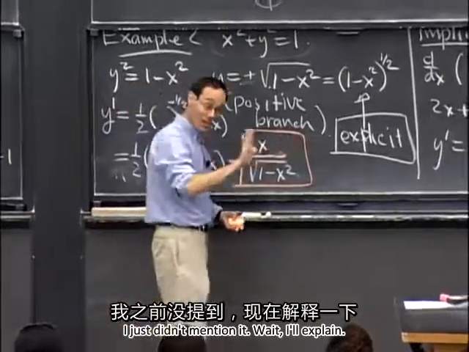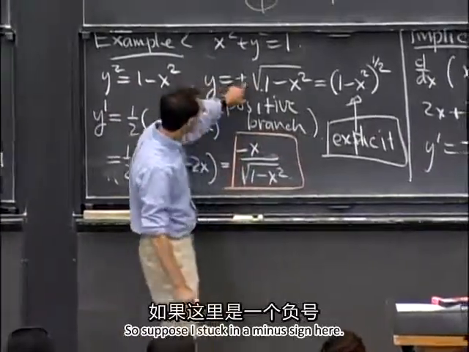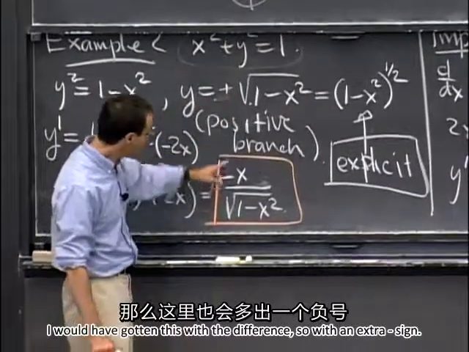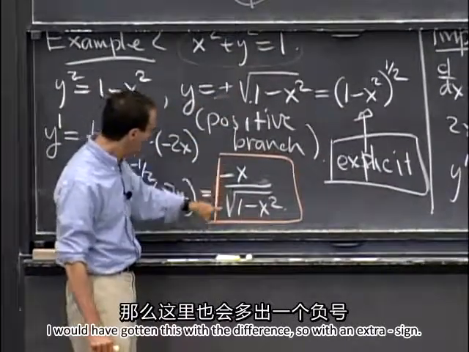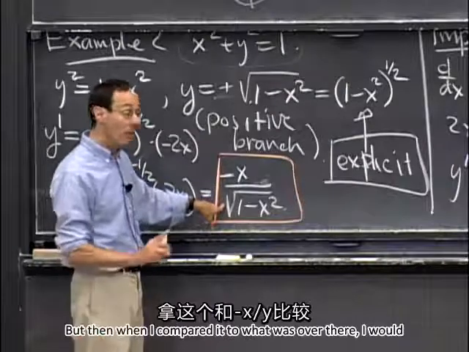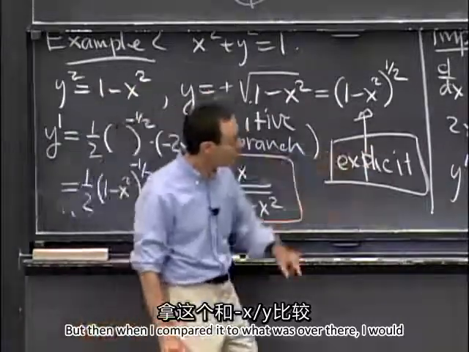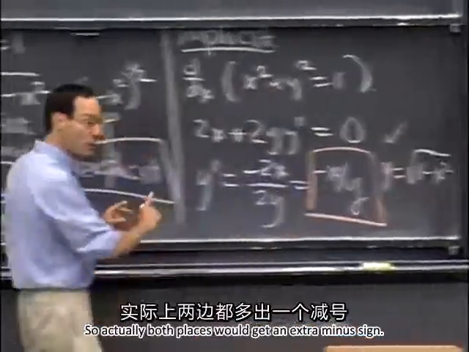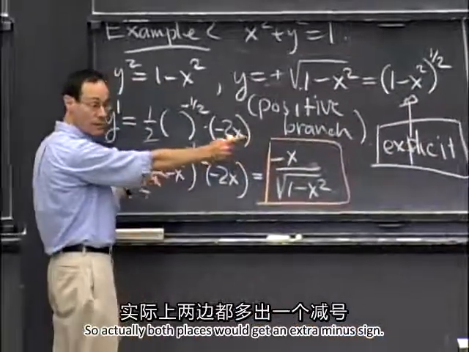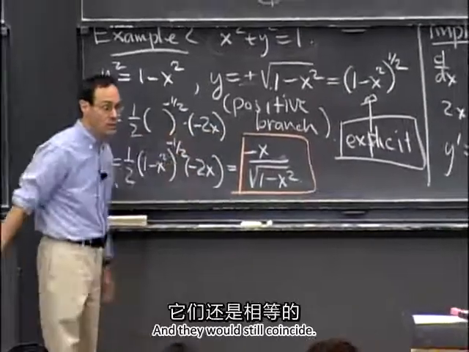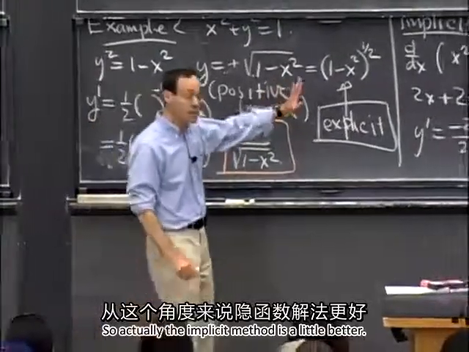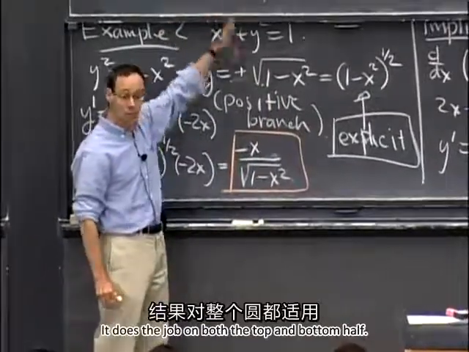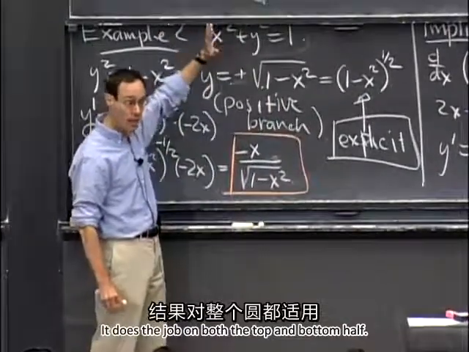Well, wait, I'll explain. So suppose I'd stuck in a minus sign here. Okay? I would have gotten this with an extra minus sign. But then, when I compared it to what was over there, I would have had to have another different minus sign over here. So actually, both places would get an extra minus sign, and they would still coincide. So actually, the implicit method is a little better. It doesn't even notice the difference between the branches. It does the job on both the top and the bottom half.